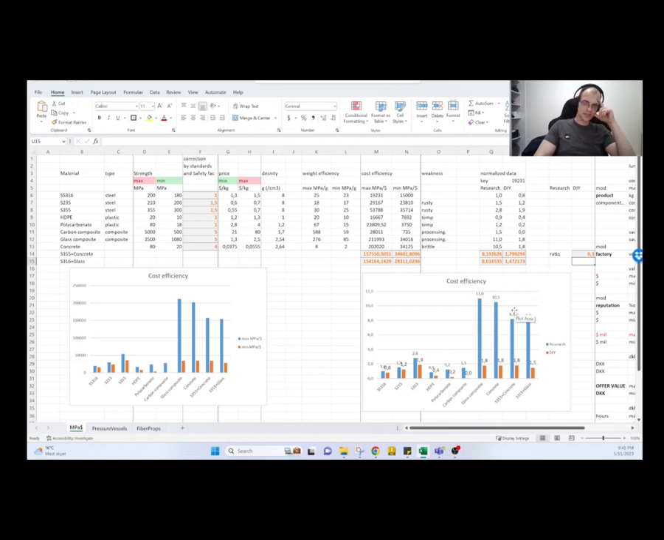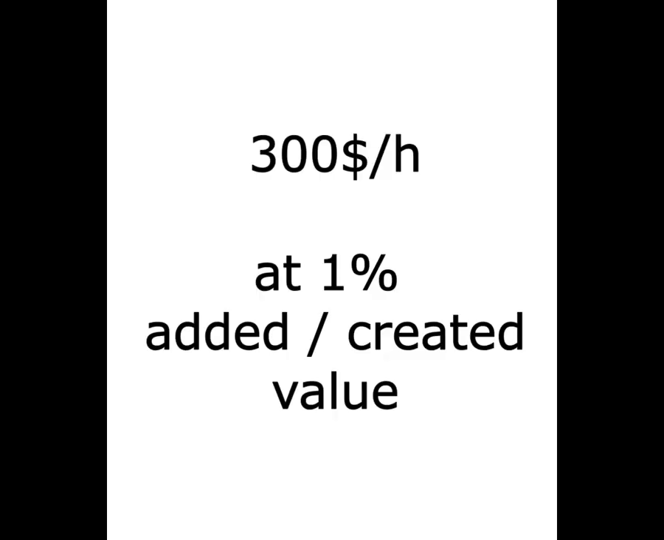That's kind of funny that it adds up to about 1% from a million. That's 10,000. 10,000 in 30 hours. That's $300 per hour at 1% value.